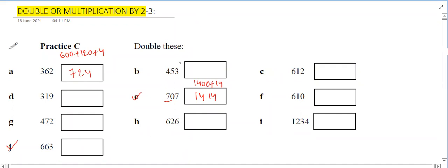Okay, right. Later we will see another technique also for the same, not only for doubling, but for multiplication of any big number by a 1-digit number. As of now, we are using this technique only, split and add. So 600 double is 1200, 60 double is 120, and 3 double is 6. 1200 and 120, 1320. 1320 plus 6 is 1326. Yes.